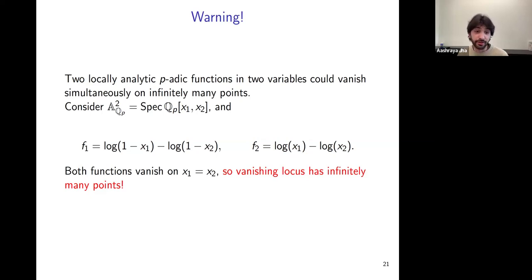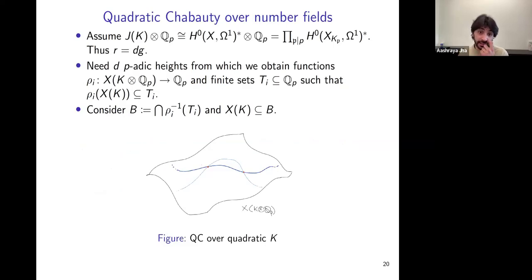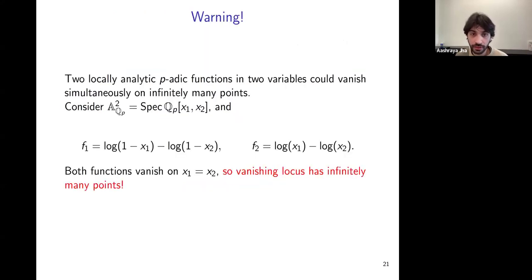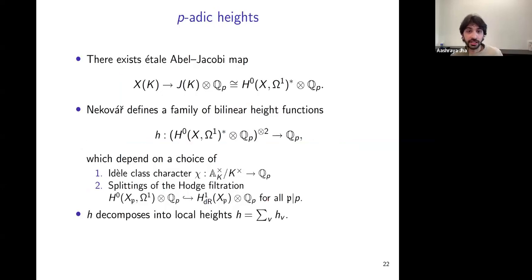But one can still compute this set B, which I was talking about here, and we'll still have the rational points inside B. Okay, what does it mean to compute an infinite set? Then we have a problem. But if it's finite, then this method is still quite good to determine the rational points. Okay, with that caveat, let's figure out how we get these rho i's.